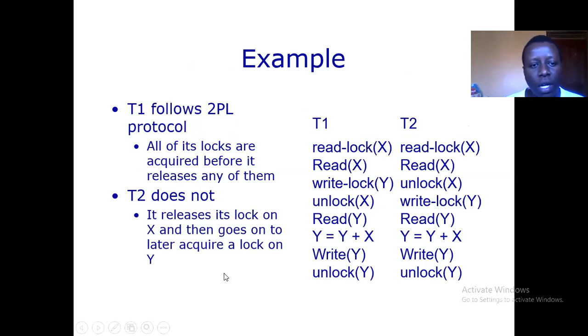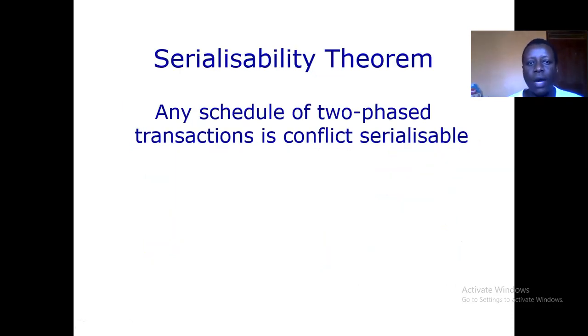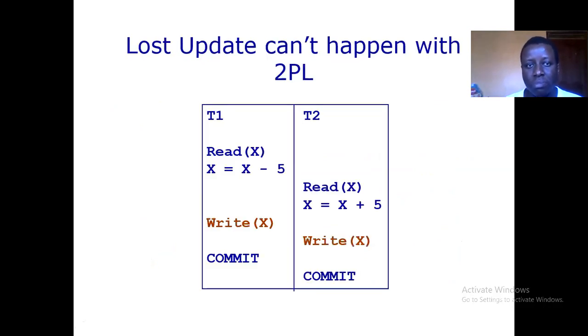Now look, T2 does not. It releases its locks on X and then goes on later to acquire a lock on Y. So where does it release? This is the first one. Second, write lock. Now you see, it releases. So T1 follows 2PL, T2 does not follow 2PL. That's one thing. Now, any schedule of two-phase transactions is conflict serializable. Lost update can't happen in 2PL.